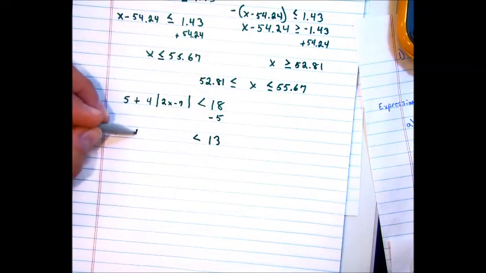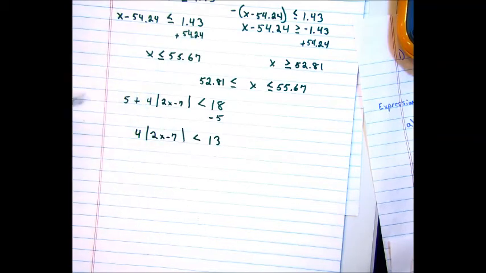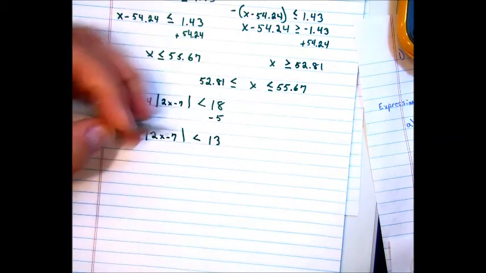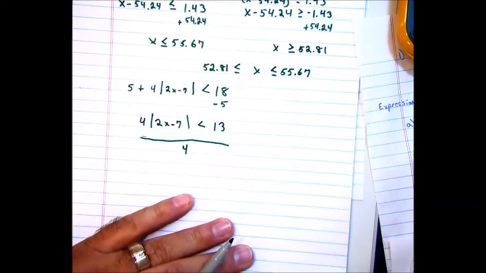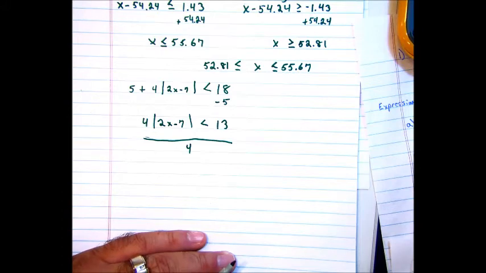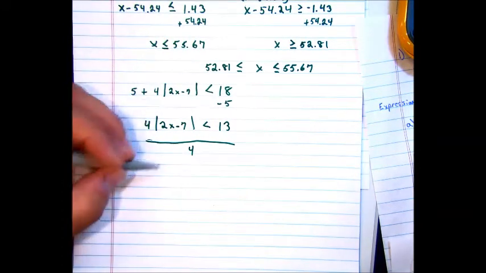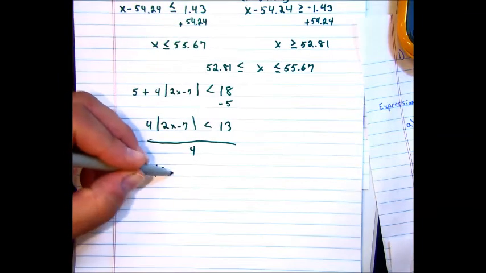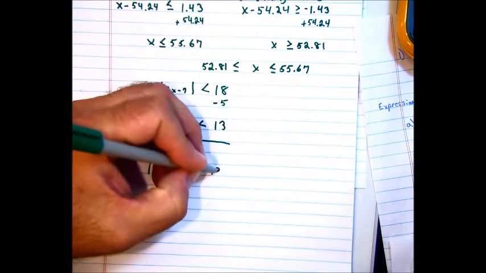and I'm left with 4 times the absolute value of 2x minus 7. So now to get rid of this 4, I have to divide the whole problem by 4. Remember, the opposite of multiplying is dividing by the same number. When you multiply and divide, they're the opposites, not the signs. The signs are not opposite. It's just the math. So 4 divided by 4 is 1, obviously, so I'm left with just the absolute value of 2x minus 7. And on this side, I'm left with 13 divided by 4.